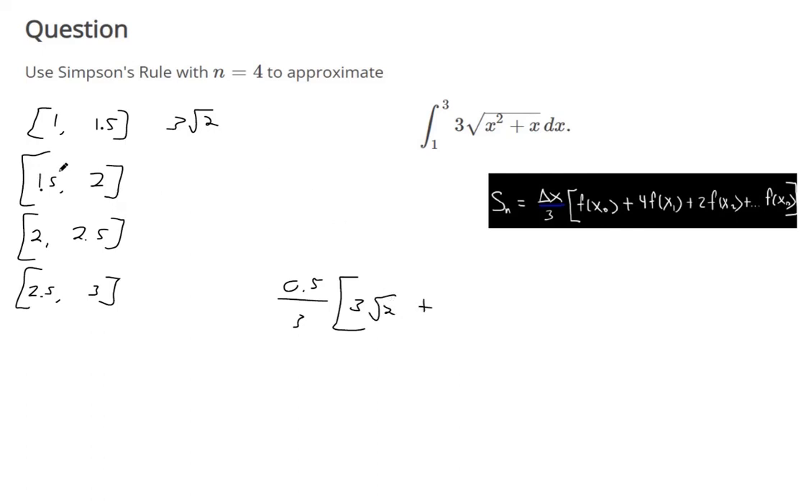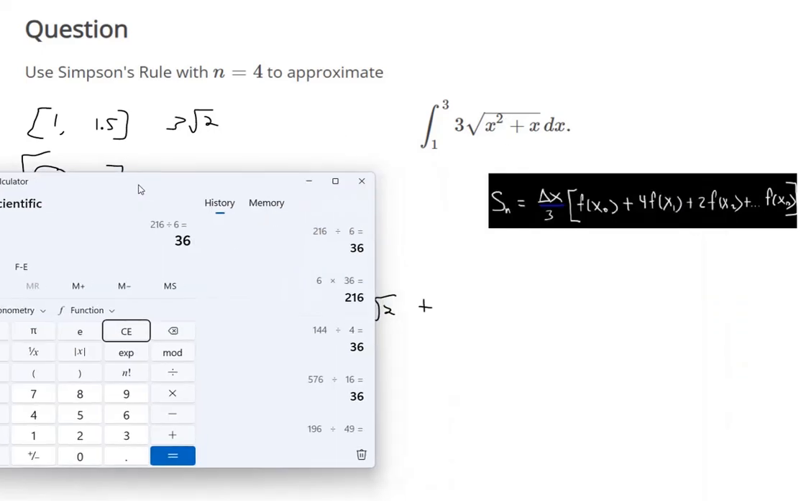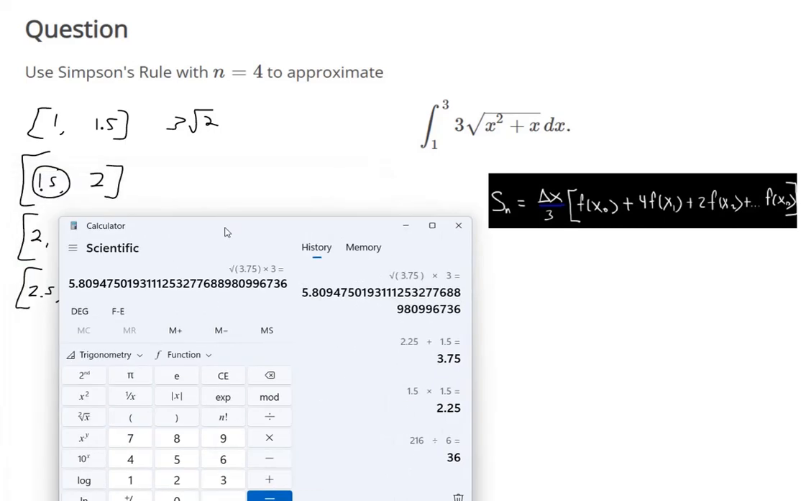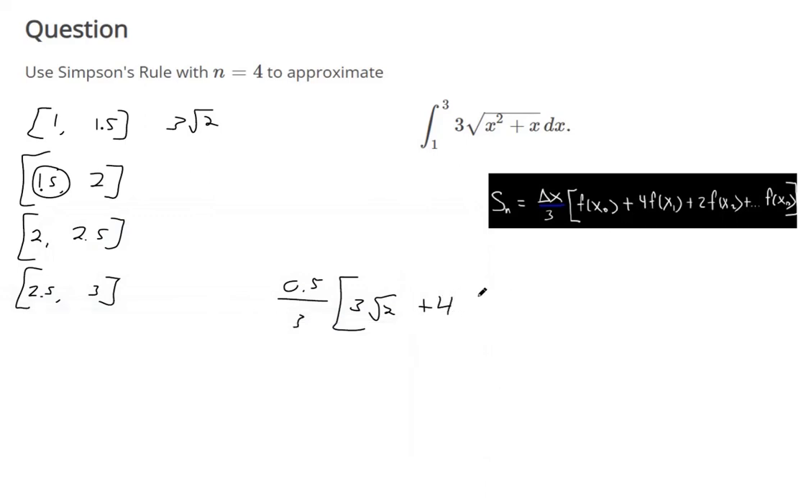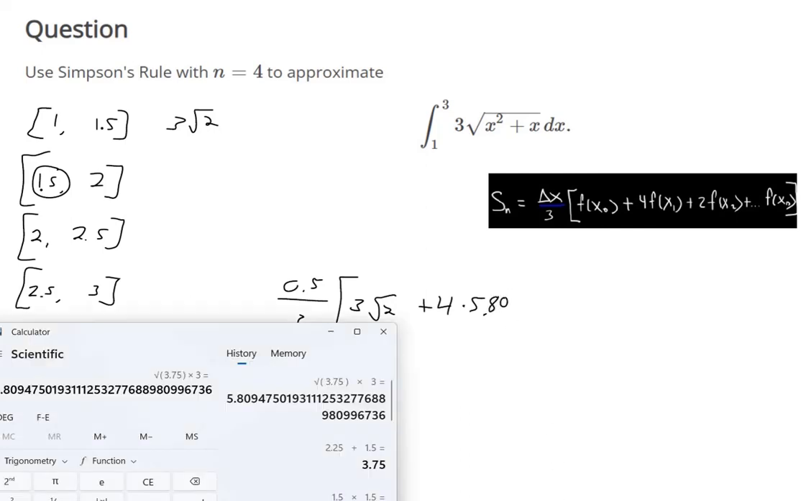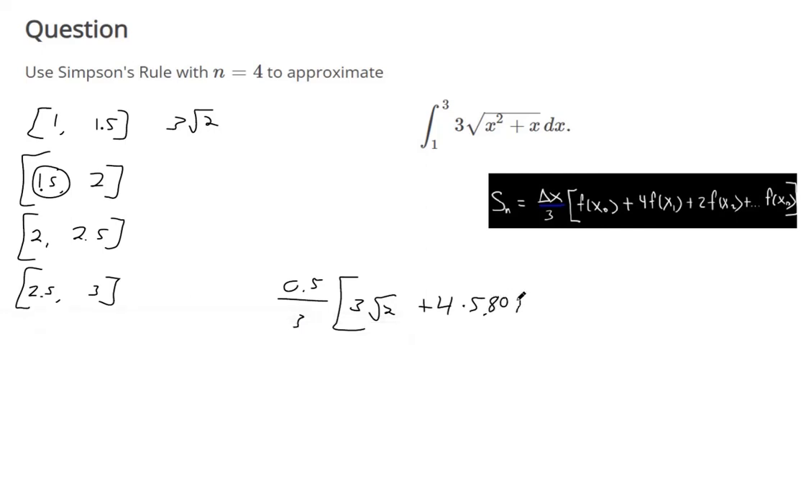And then we need to plug in x sub 1. So we're plugging in 1.5. We've got to have decimals. 1.5 squared plus 1.5, and then the square root times 3. So when I plugged in x equals 1.5, I got 5.809. And we need to multiply that by 4 according to the formula. So 4 times 5.809475.